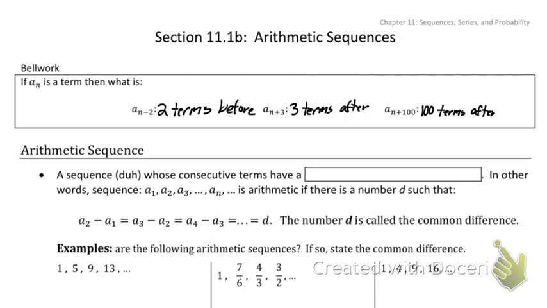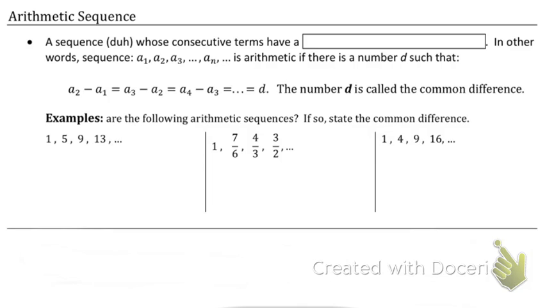Okay, now let's go ahead and get into today's lesson. All right, so today we're going to talk about arithmetic sequences. This is what we've already been doing. That was what that question Brian asked at number 5. An arithmetic sequence. Well, an arithmetic sequence is just a sequence whose consecutive terms have a common difference.